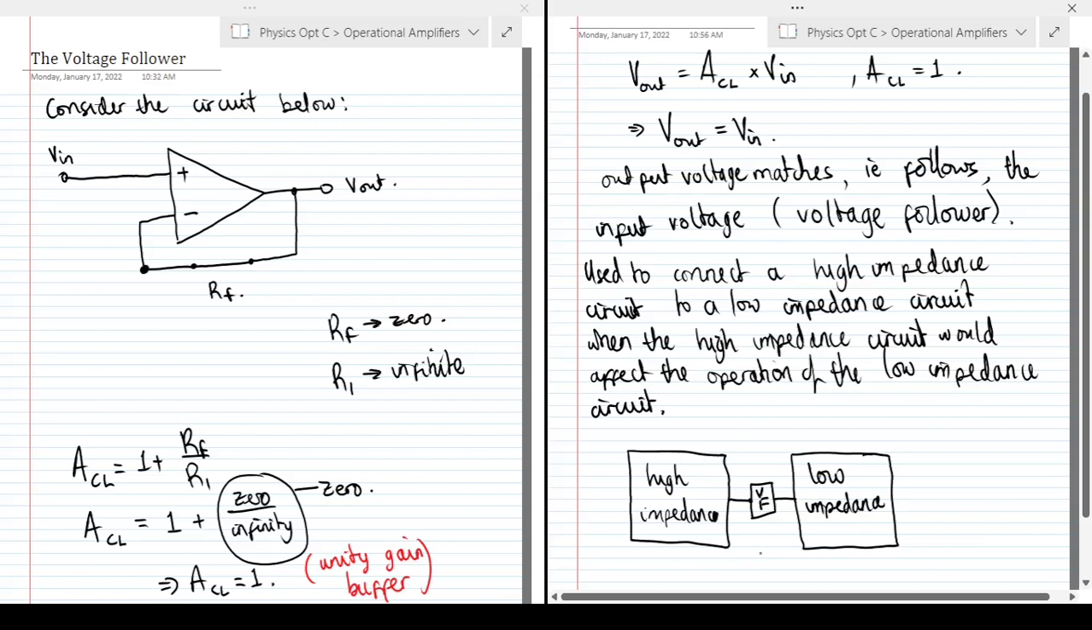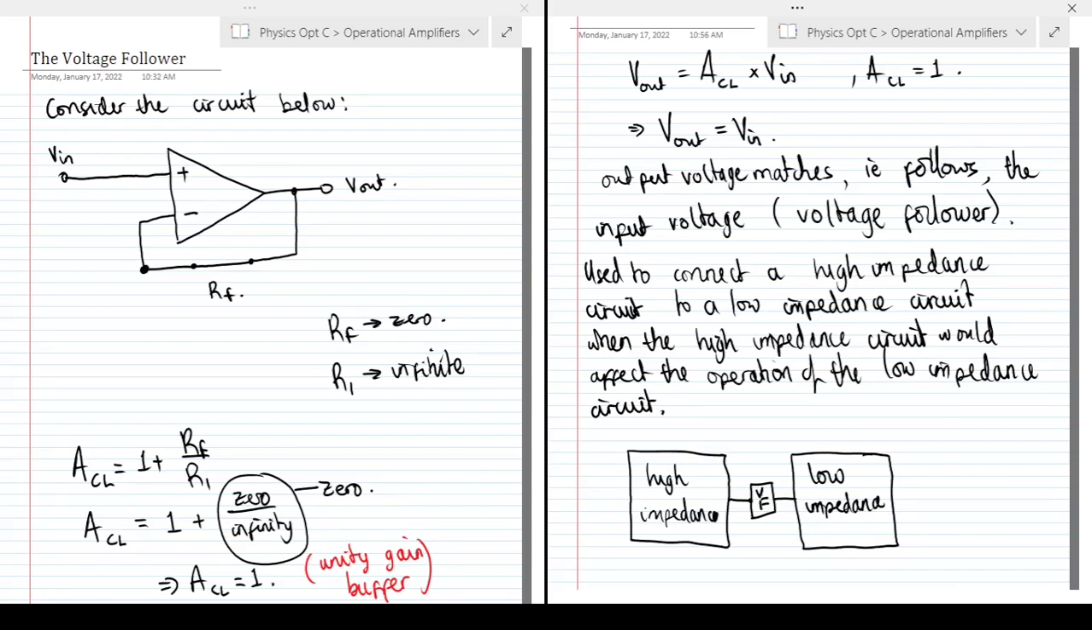So you would have your high impedance circuit sending a signal to the voltage follower, and that same signal is sent to the low impedance circuit, but no power is transmitted from the high impedance to the low impedance. So they are still isolated in terms of power transmission from each other, but yet you are still able to transmit a signal from the high impedance circuit to the low impedance circuit itself, right? So that is the use of the voltage follower. It is used to buffer two circuits, right?